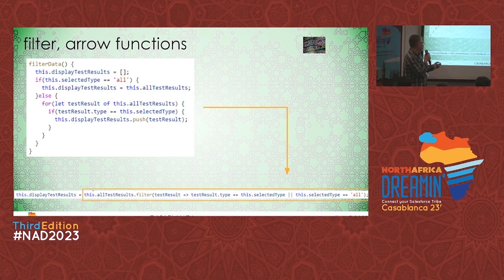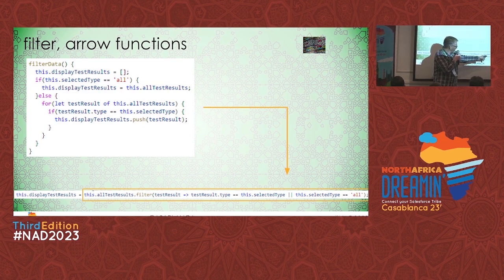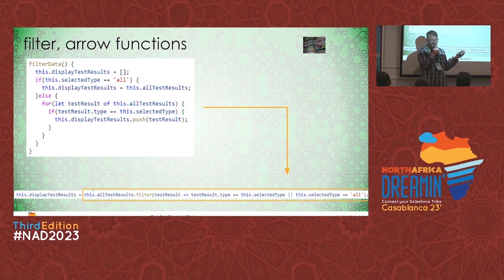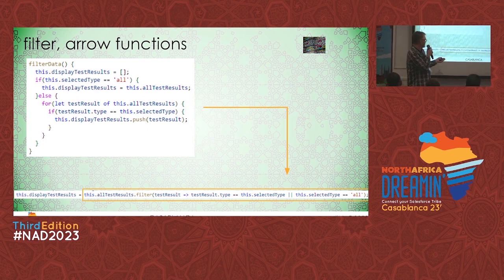1 line. You do 1 line with an arrow function called .filter. Takes an arrow. A little function expression here. If that expression equates to true, it's going to return that particular element into the array that comes back. I like that more.